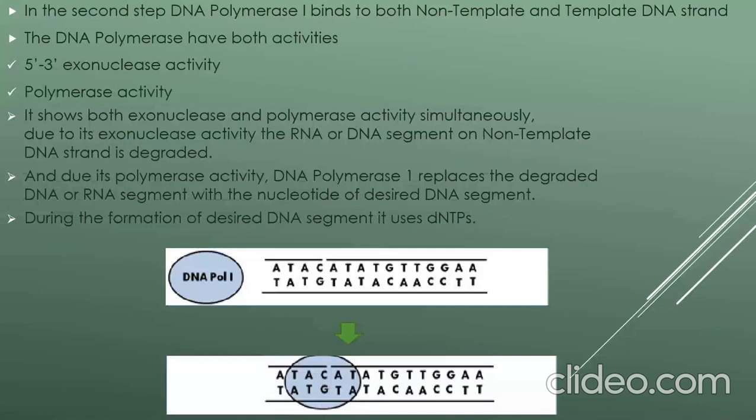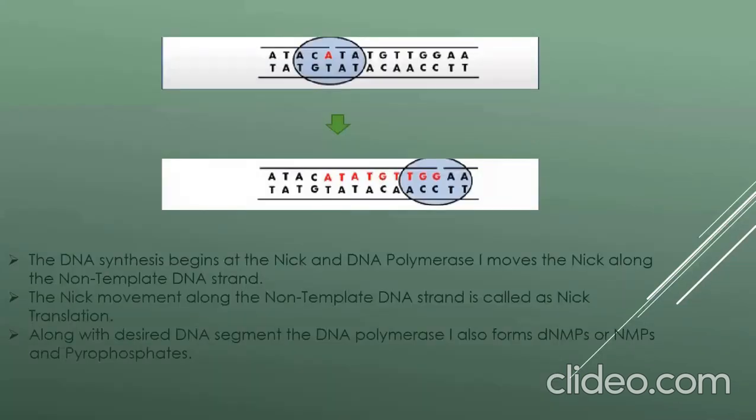And during the formation of desired DNA segment, it uses deoxynucleotide triphosphates, and the DNA synthesis begins at the nick, and DNA polymerase 1 moves the nick along the non-template DNA strand. And the movement of nick along the non-template DNA strand is called as nick translation. Along with desired DNA segment, the DNA polymerase 1 also forms deoxynucleotide monophosphates and pyrophosphates.